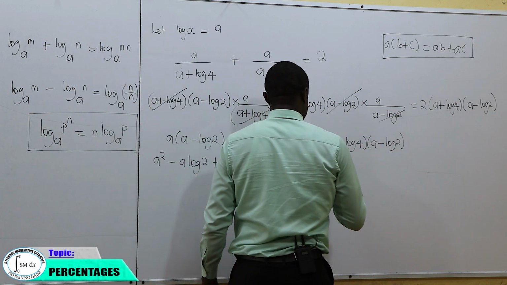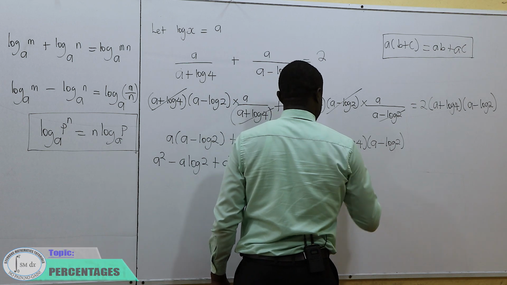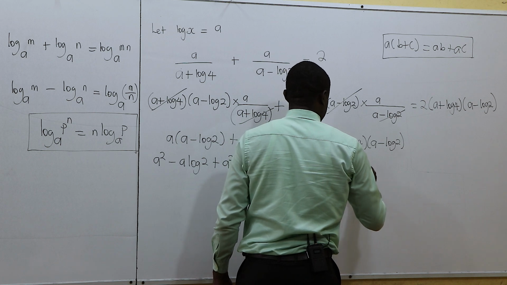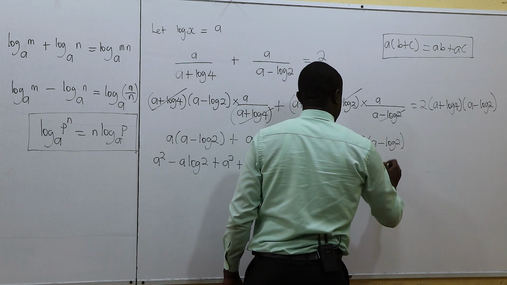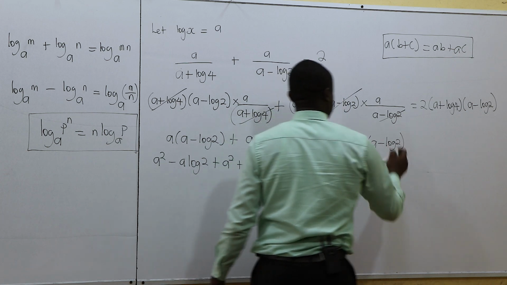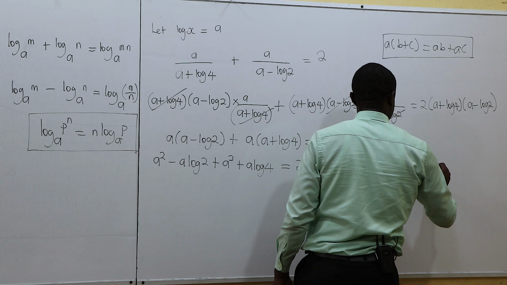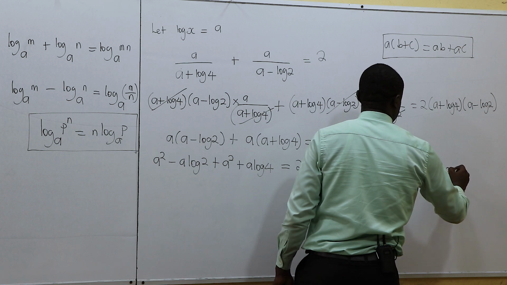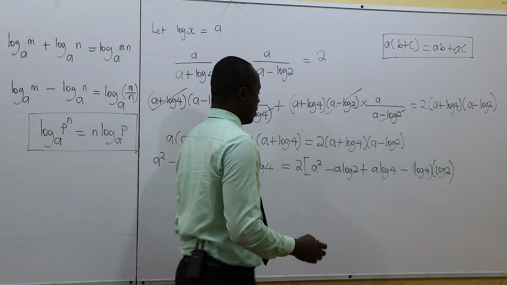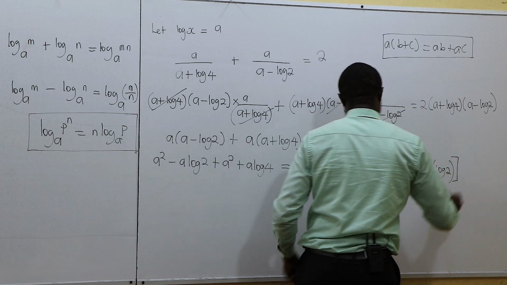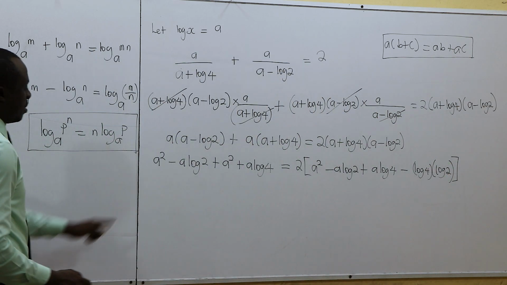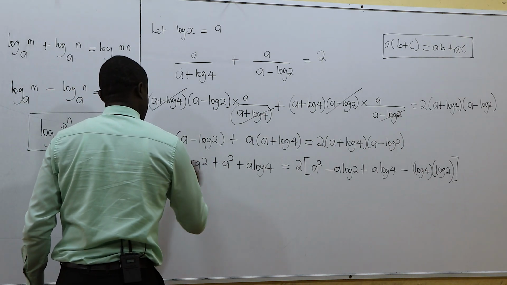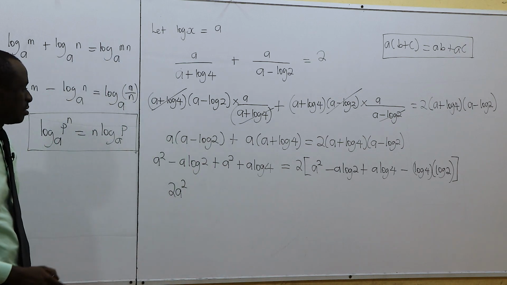Now a times a is a squared, a times negative log 2 gives negative a log 2, plus this time a log 4, this time minus log 4 log 2, this times that, and we have our 2 over here. Now a squared plus a squared gives us 2a squared.